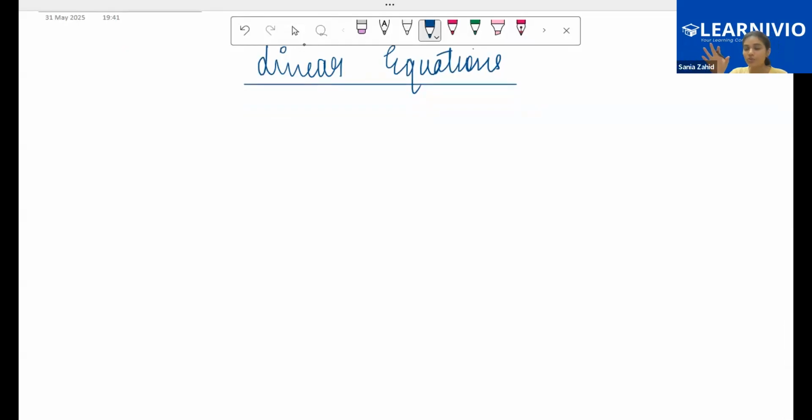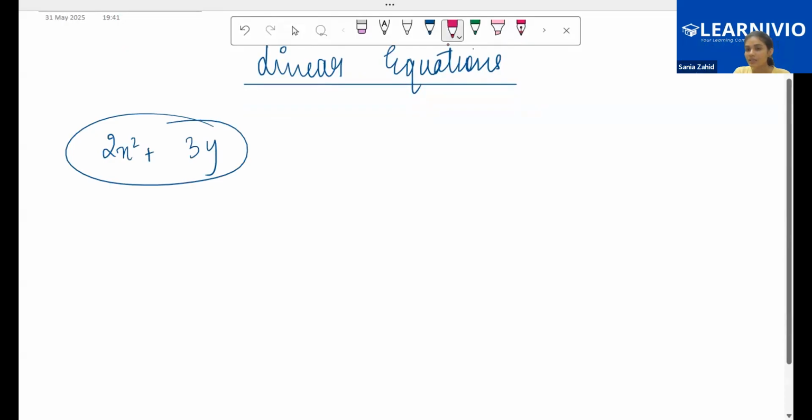Now, firstly, you need to know the difference between an expression and an equation. So an expression is, if I write 2x square plus 3y. So what is this? This is an algebraic expression. How many terms does this expression have? How many terms are there?